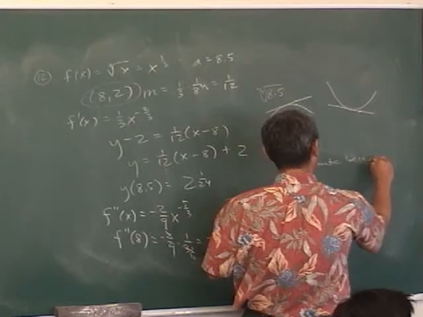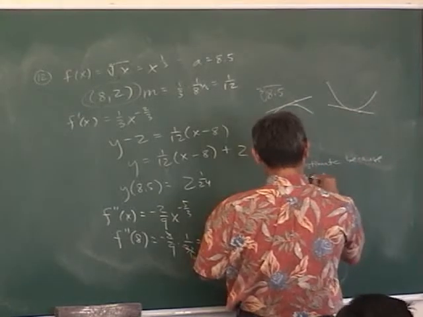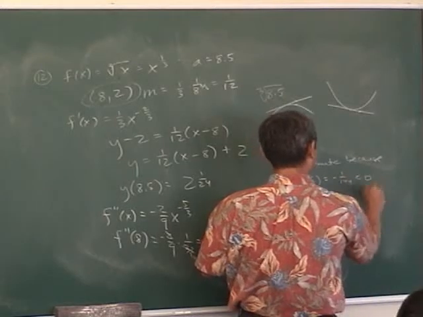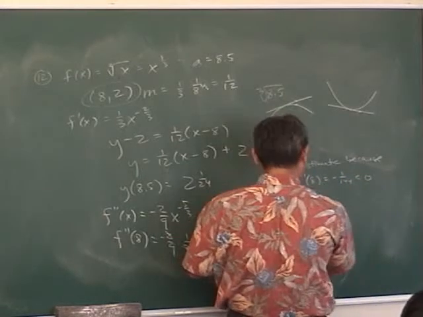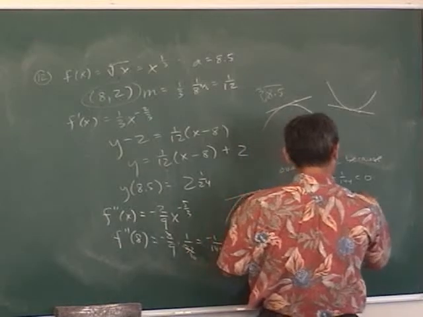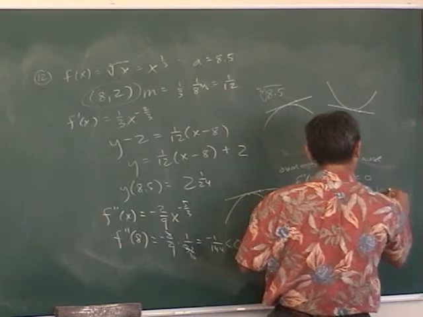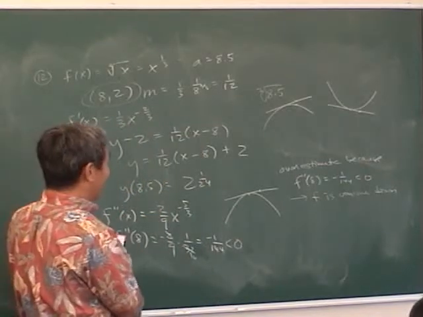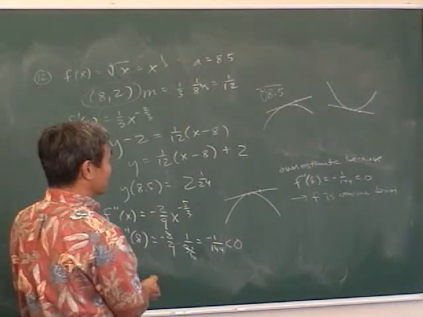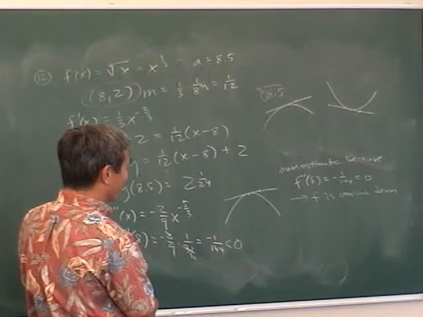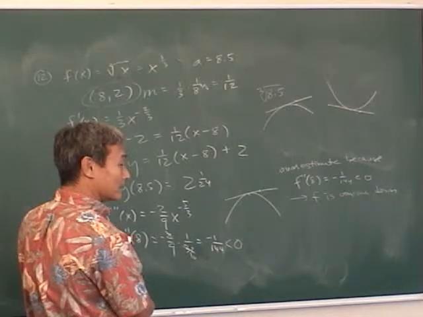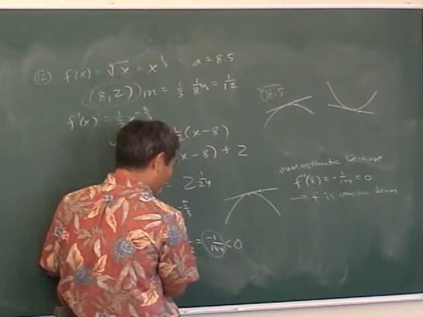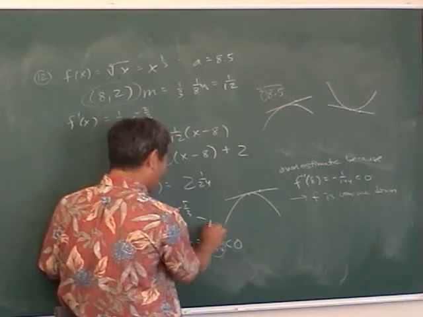Because f double prime of 8 is equal to -1 over 144, which is negative, that implies f is concave down. Or you could say f is concave down since f double prime of 8 is equal to -1 over 144, which is negative. Yeah. So what you said is negative to that fraction? No, they want to see the actual number.